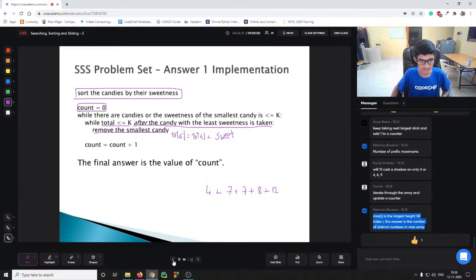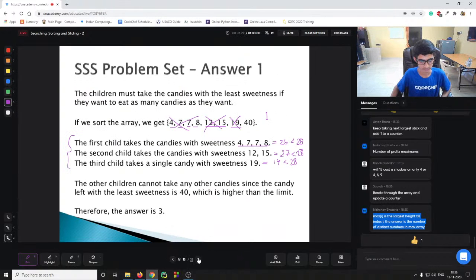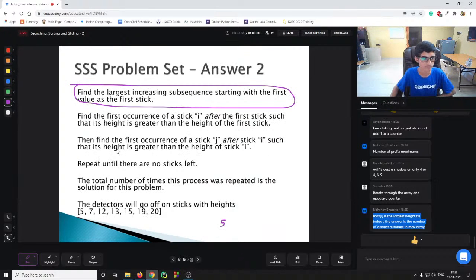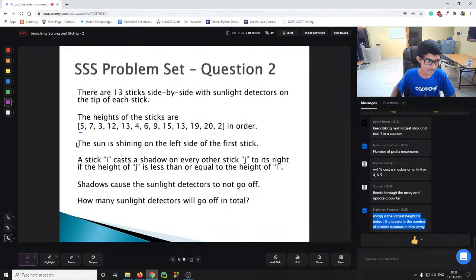So let's take a look at this one. So take the first value and take the next value greater than that. So find the first occurrence of a stick i after the first stick such that its height is greater than the height of the first stick. So after the first stick, which is 5, the next greater value is 7. So 5 and then 7.